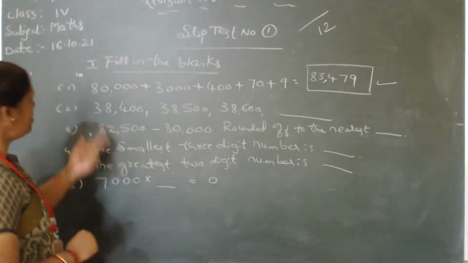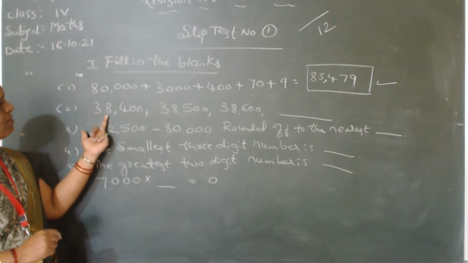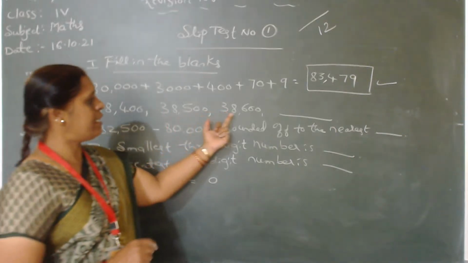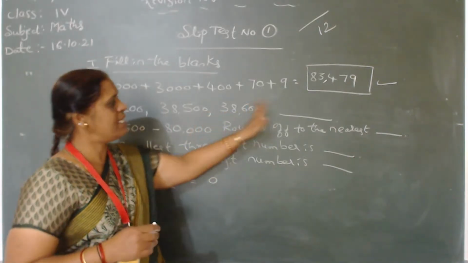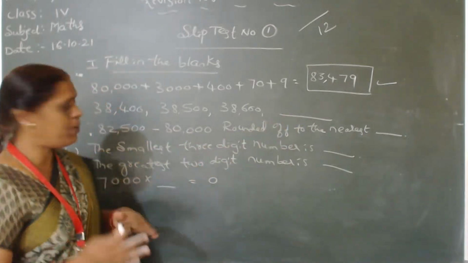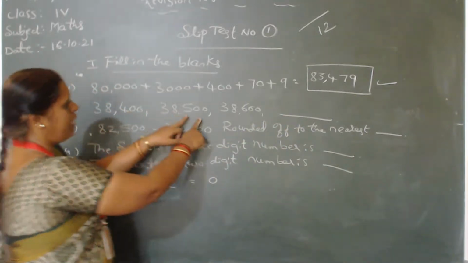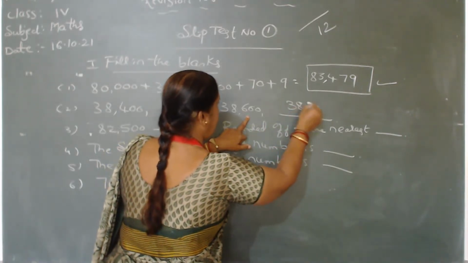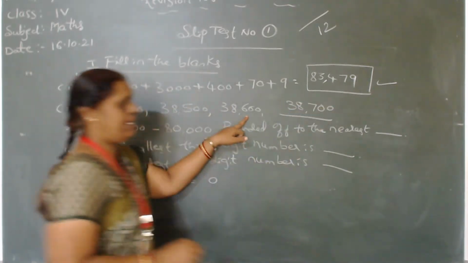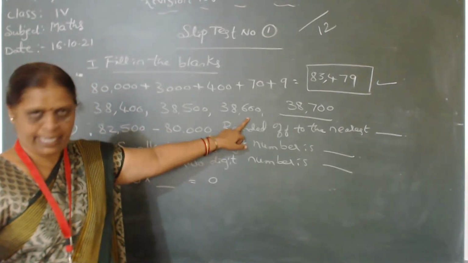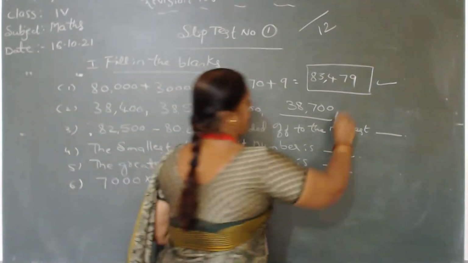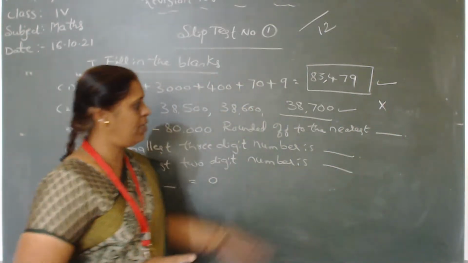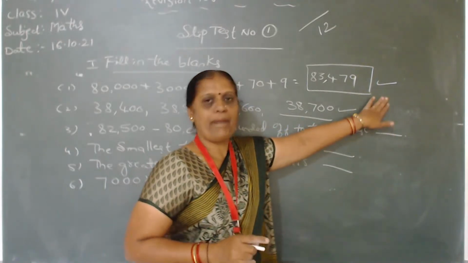So next one is what? 38,400, 38,500, 38,600. So what is the next number? It is skip counting. 400, 500, 600. Next is 700. So this is 38,700. If your answer is correct, fine. If wrong, you put it as wrong. Follow this so you can practice.